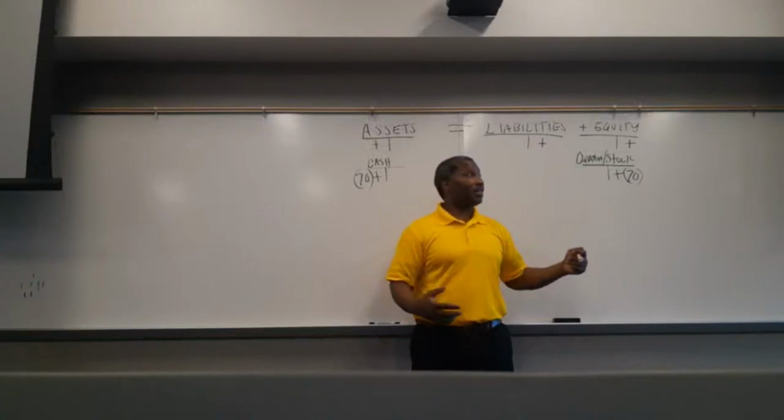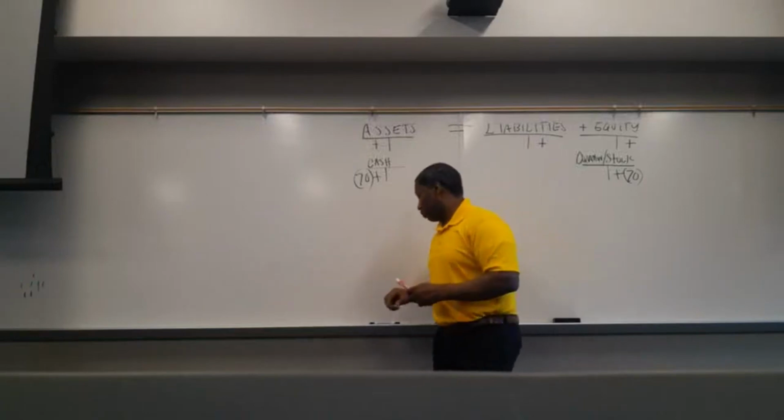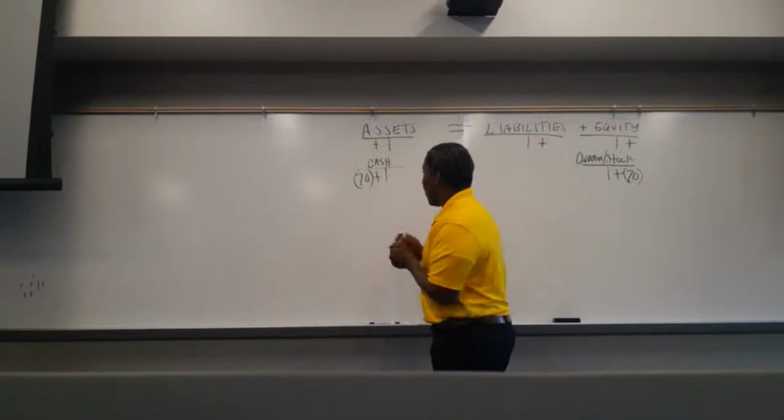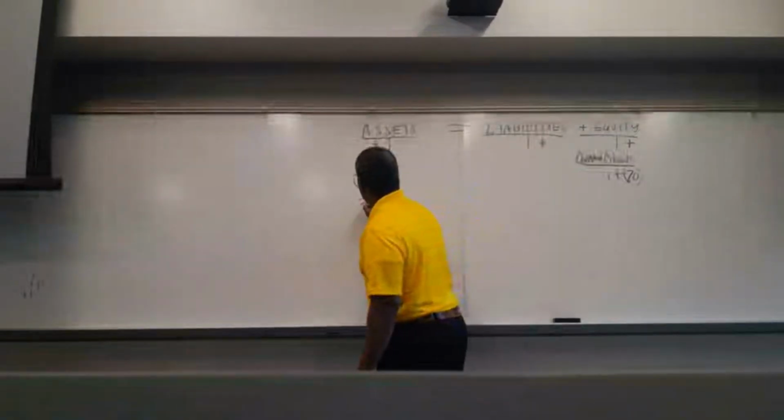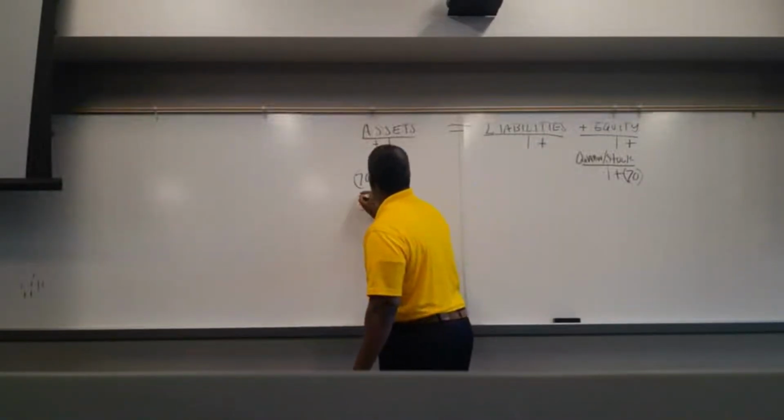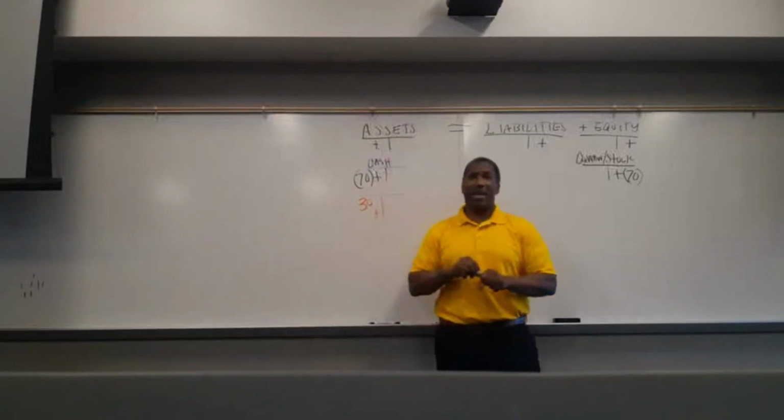Now, if I sell some more stock, let's look at it this way. I started with 70. I need some more. So I need $30 more of cash. And it's okay, because we may need that. I can finance this in one of two ways.